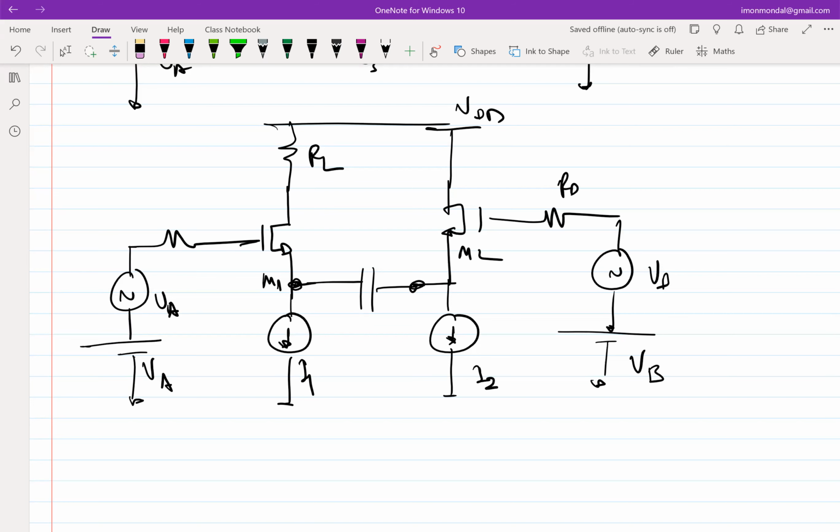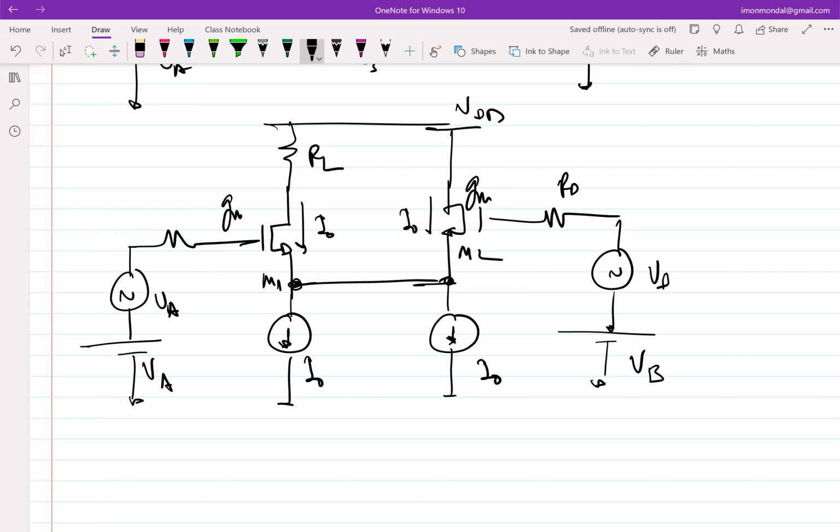So if M1 and M2 are identical, then their bias currents are also I0 and I0, right? So this current is I0, this is also I0. Their gms are also the same. Let me call them gm and gm, which means what can you comment on the source voltages of M1 and M2? They are the same. If they are the same, I can simply connect them without the issue of loading, right?